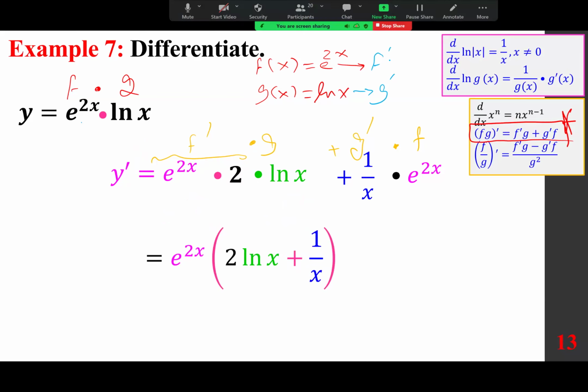If it helps, you can write this one as e to the power of 2x times 2. This one as 1 over x. And say f prime g minus g prime f, if it helps to do it that way.